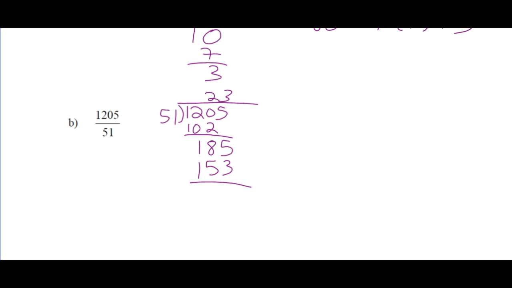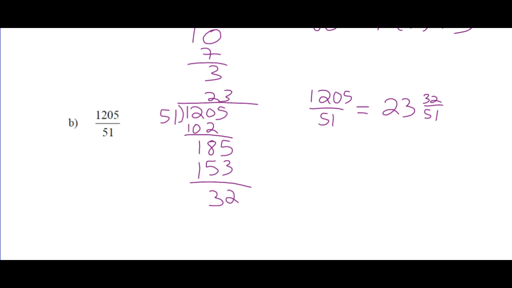3 times 51 is 153. 185 minus 153. By the way, in calculus, you're doing all this by hand, right? No calculators in calculus. So start doing the odd bit of arithmetic. Okay, what do we got? 32. So what do we say? 1205 over 51 is equal to 23 and 32 51ths.